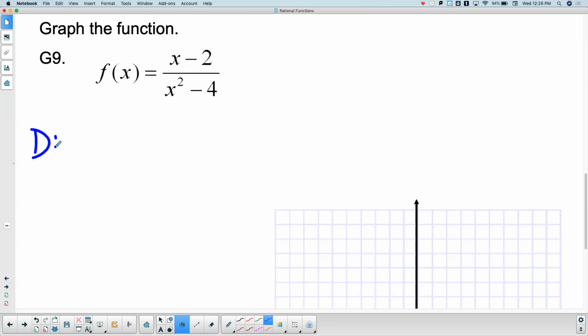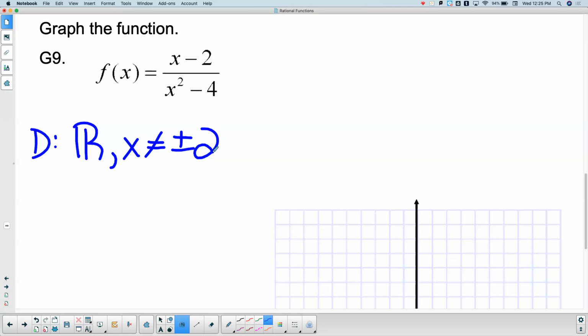X cannot equal plus or minus 2. So do you want to add something to what she started with? All real numbers, but X cannot equal plus or minus 2. Okay? So we still do that first. We find the domain first.